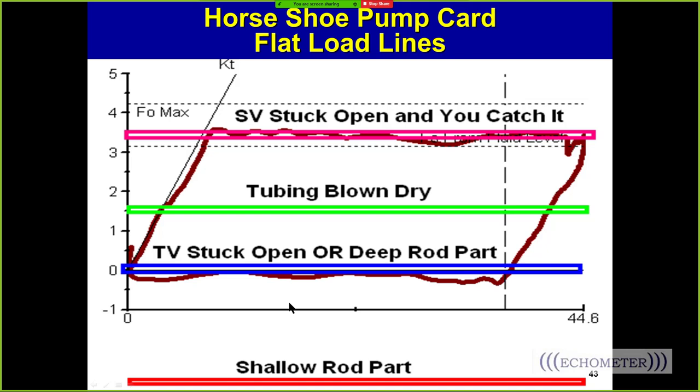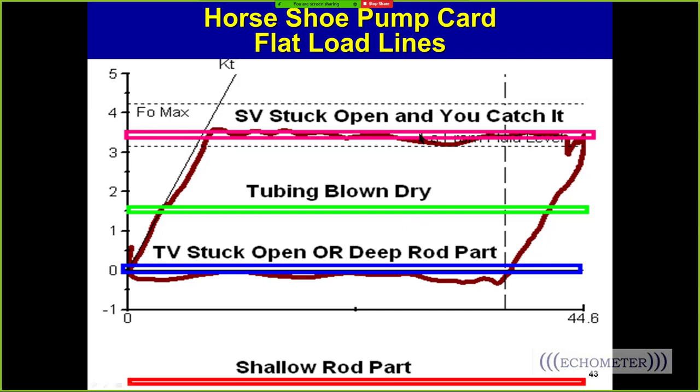So here these same load lines are plotted on a pump card. You can see here it looks like we've got unanchored tubing. And here is where the pump card would plot if it's a shallow part. And here's where it would plot if it's a traveling valve stuck open or a deep rod part. And here's where it would plot if it's the tubing blown dry. This is where we measure the weight of the rods in air at the surface, and we subtracted out the weight of the rods in fluid. So this is a missing buoyancy force right here.